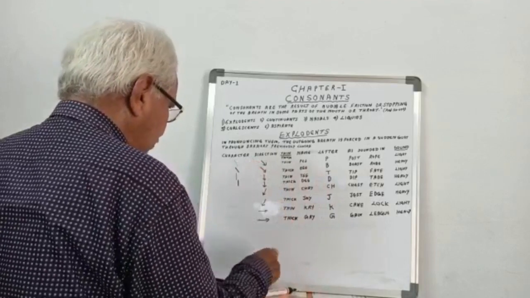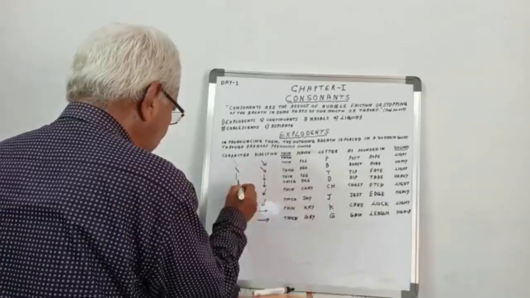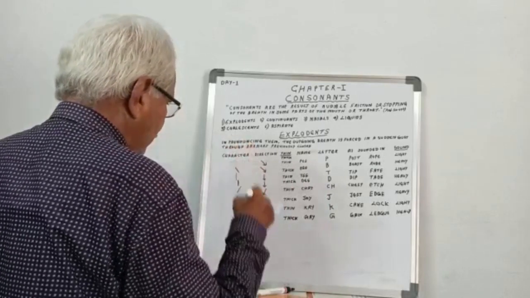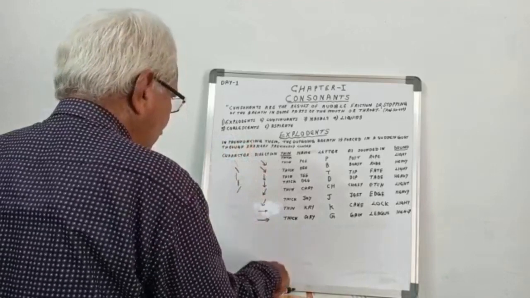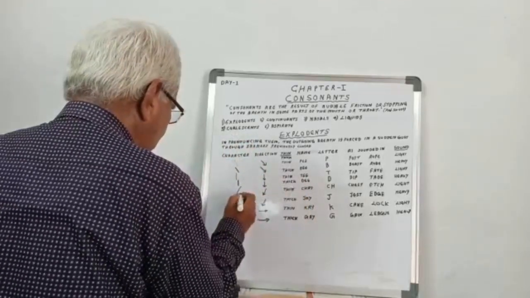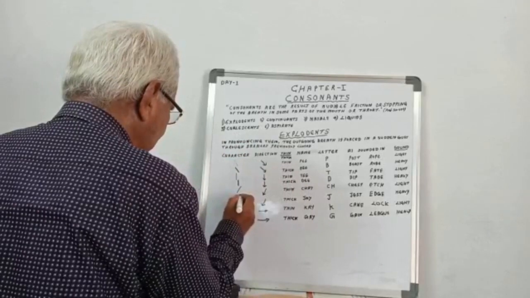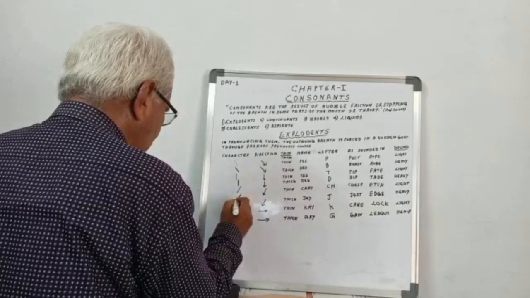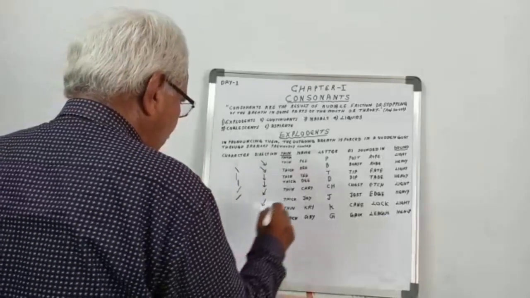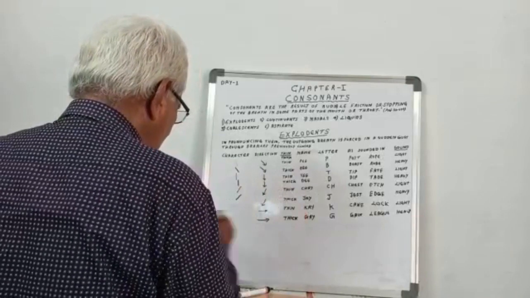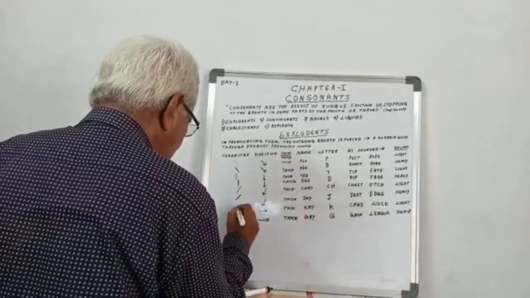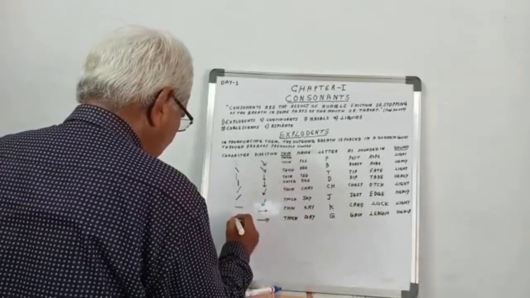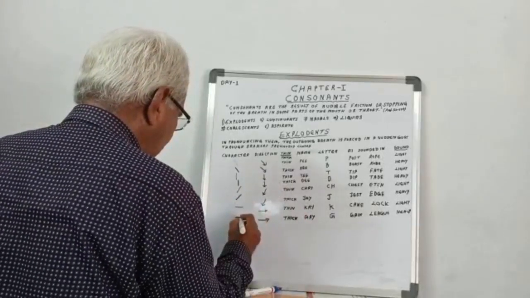Next, Che. This is a light stroke. Next, J. It's the same as Che, but a heavy stroke. Next, K. It's a light right horizontal stroke. Next, G. It is a thick horizontal stroke.